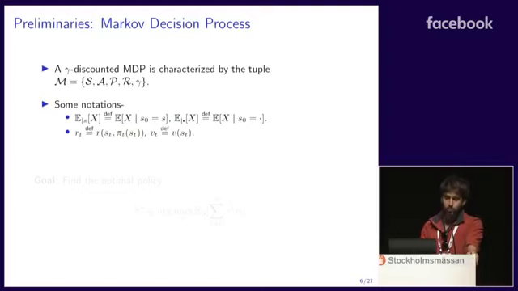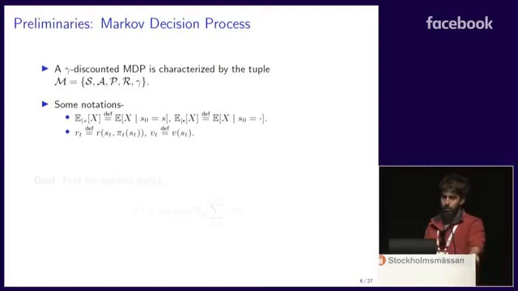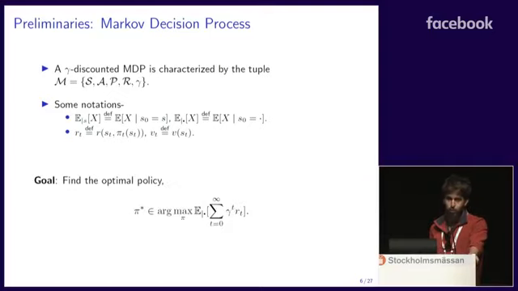And the reward of the state at time t will be denoted by RT. It's basically the reward at time t. And the value of the state at time t is going to be denoted accordingly, meaning by VT. That's like the value of the state at time t. And the goal is the usual goal. Find the optimal policy, pi star.